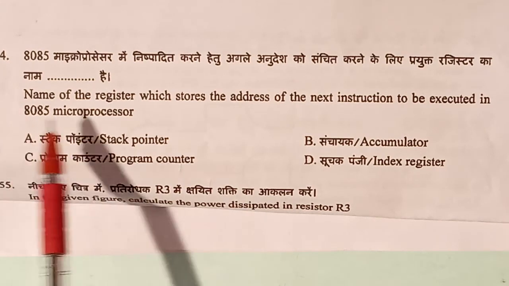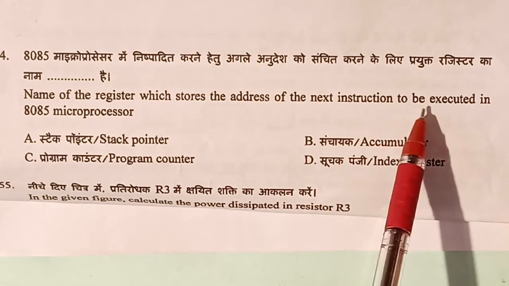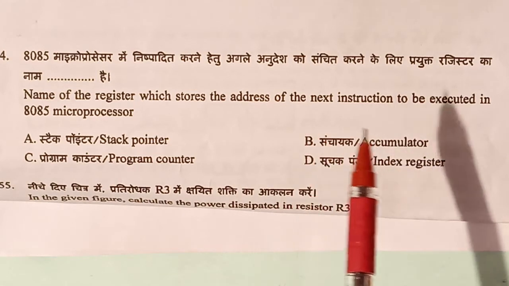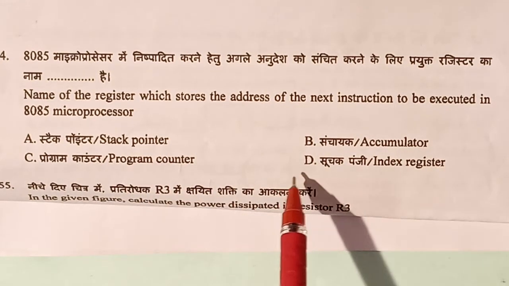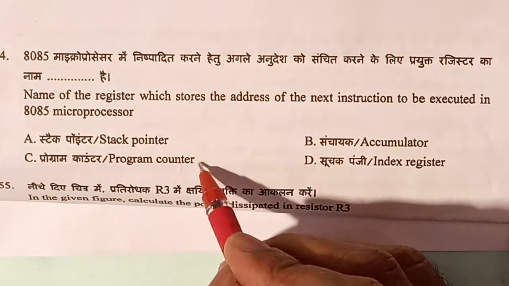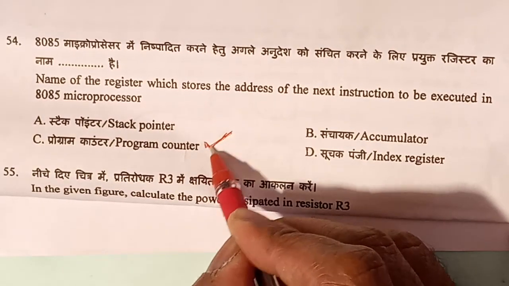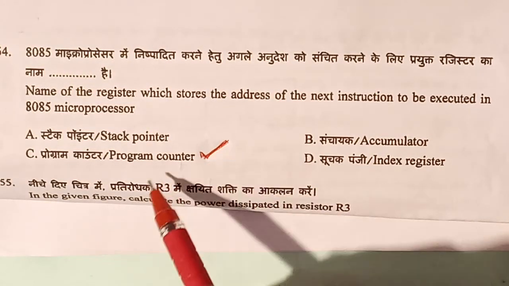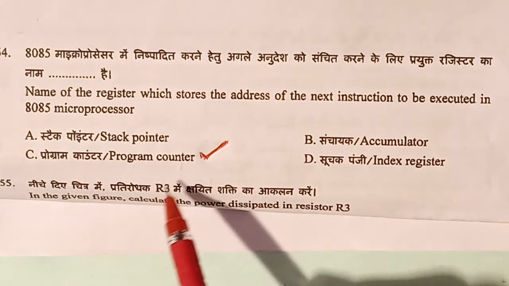Question number 54. Name of the register which stores the address of the next instruction to be executed in the 8085 microprocessor. Option A stack pointer, option B accumulator, option C program counter, option D index register. The answer is program counter. Program counter stores the address location. The instruction register fetches the instruction from this address in the program counter and executes it. So the answer is option C, program counter.